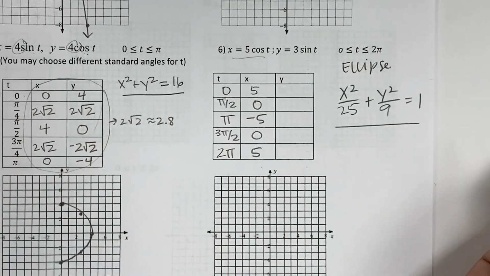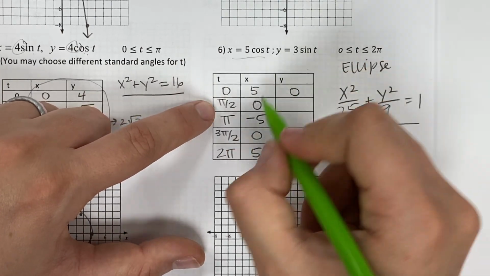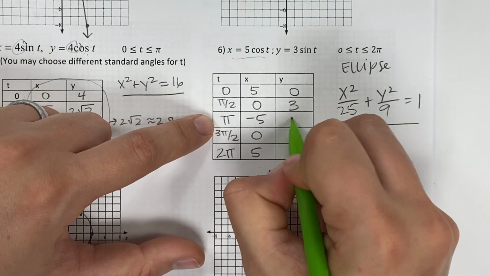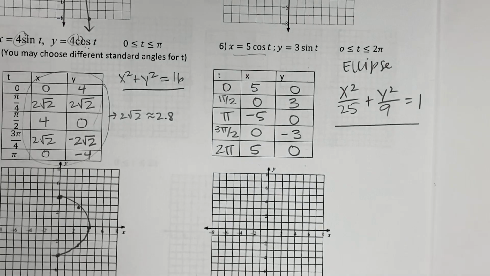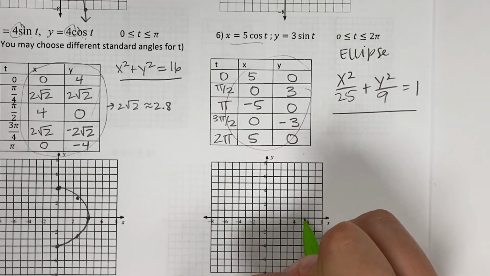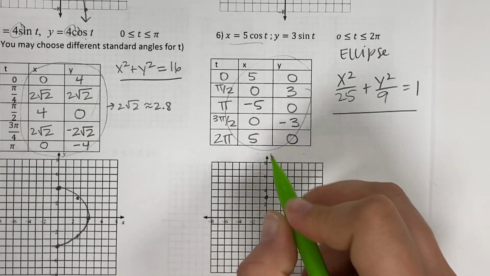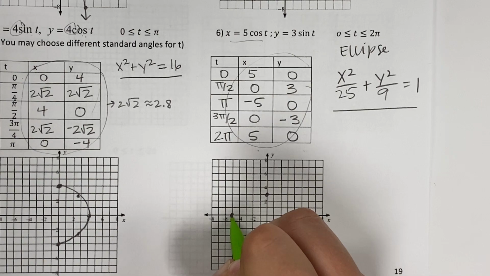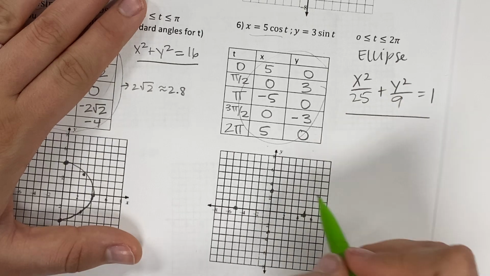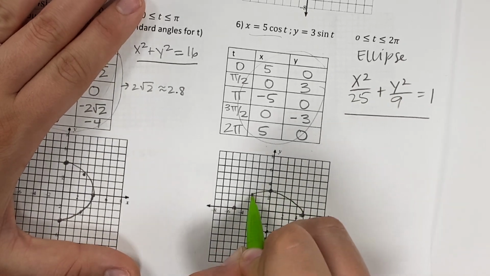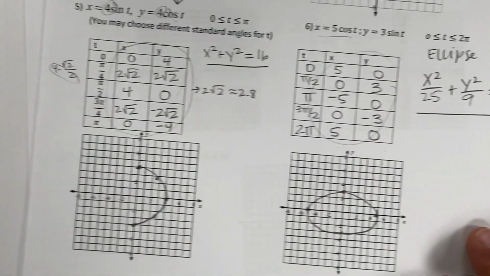So now for the y, we're going to do sine. Sine of 0 is 0. Sine of pi over 2 is 1 times 3. 0. Negative 1 times 3. 0. So let's plot these points. 5, 0. 0, 3. Negative 5, 0. 0, negative 3. And then we went back around to 5, 0 again. But obviously I don't have to draw a dot on top of a dot. So here is my ellipse. And that's graphing. Ta-ta!